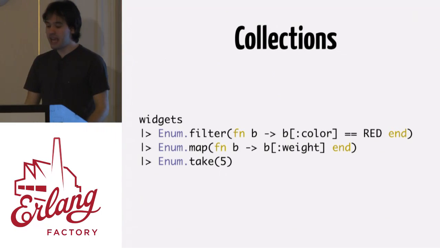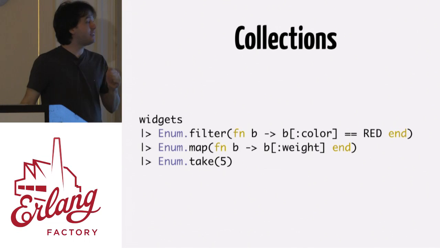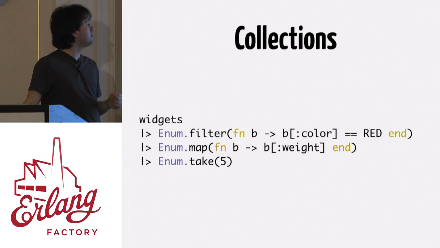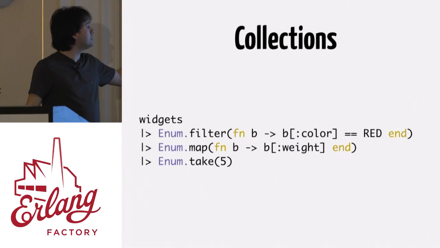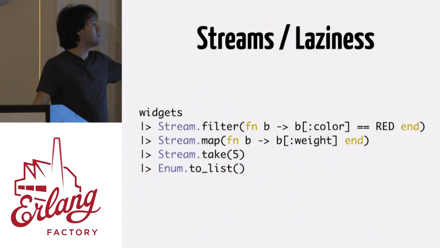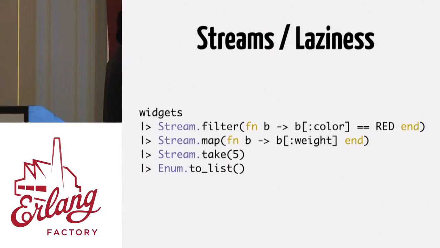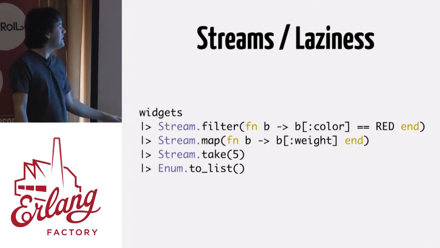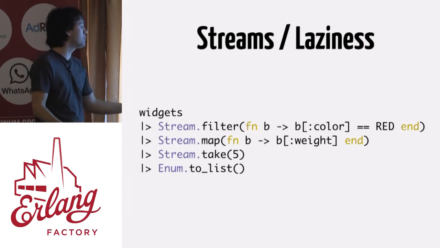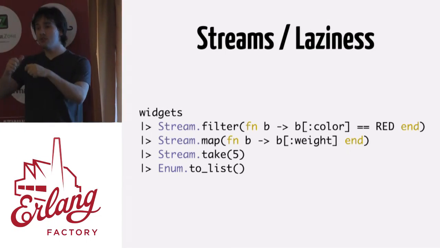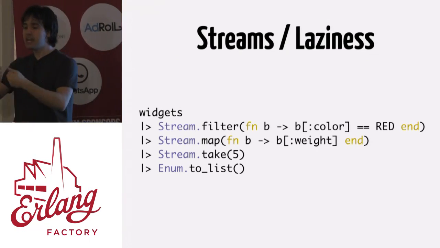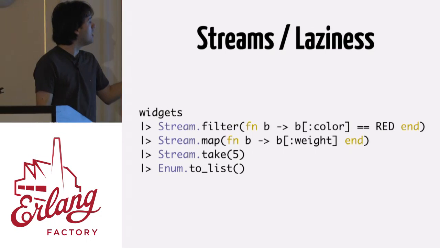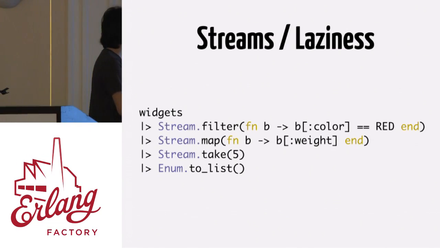But Elixir has the idea of laziness, and they are called streams. And all we need to do to get laziness is replace the enum module by the stream module. Okay, so the code's the same. We just replace the operations we want to be lazy by stream. And then when you want the actual result, you call a function from enum that's going to evaluate the stream and get the result you care about. So we could call enum to list to get a list, or enum sum to sum those results, okay?